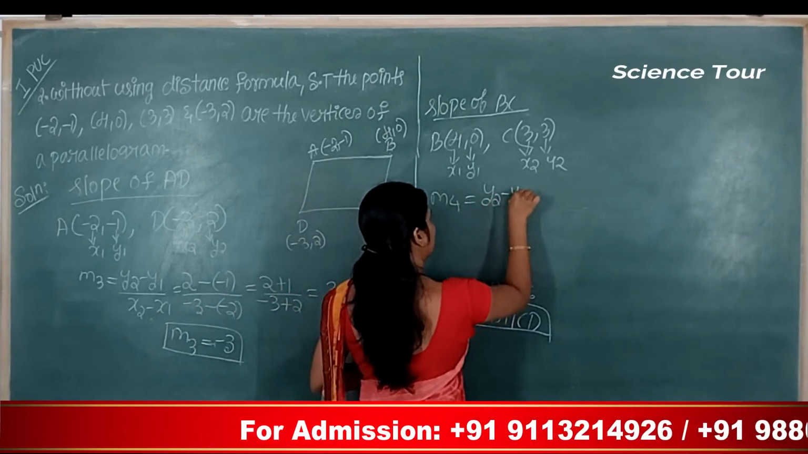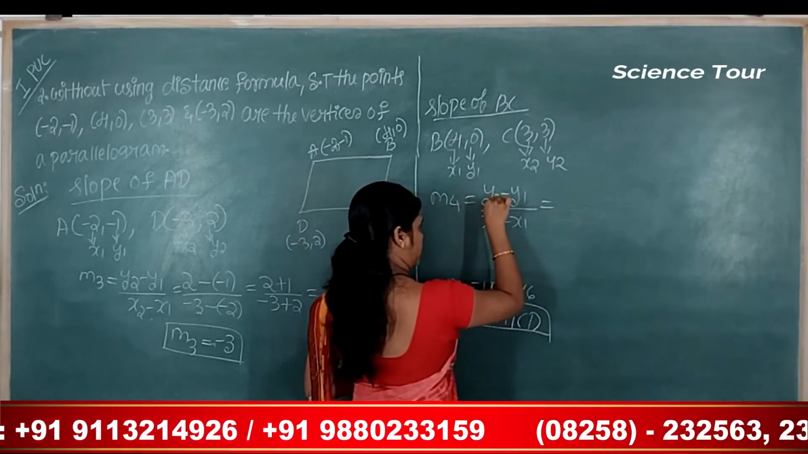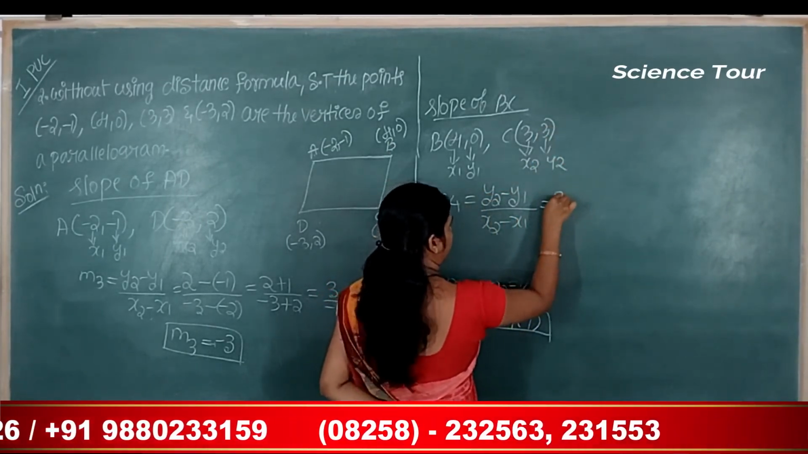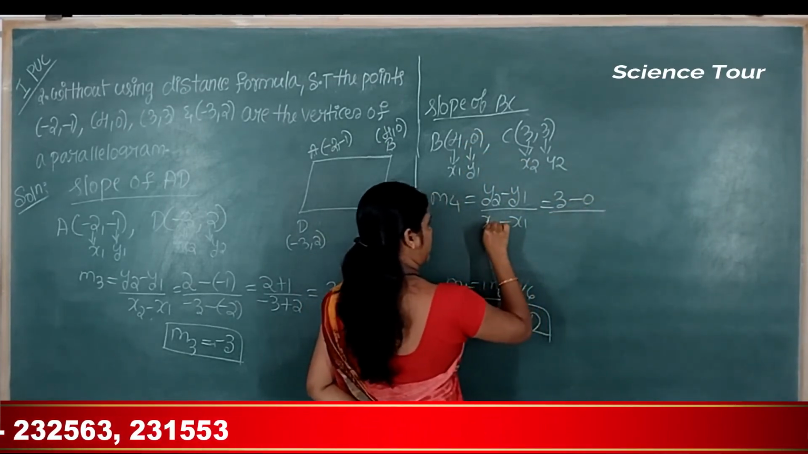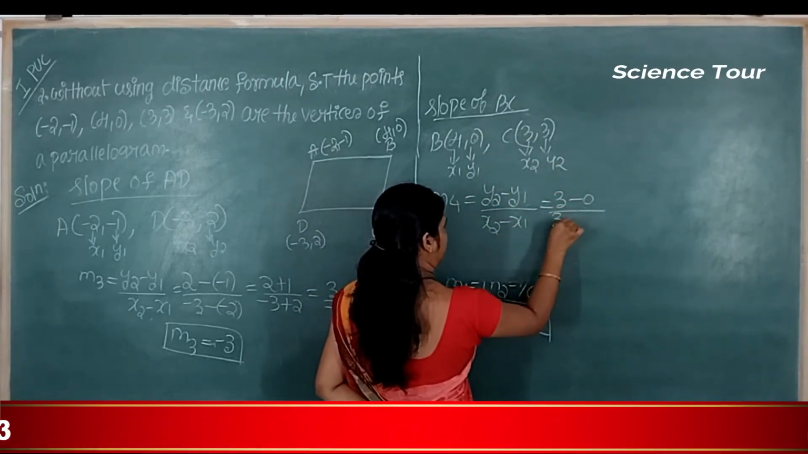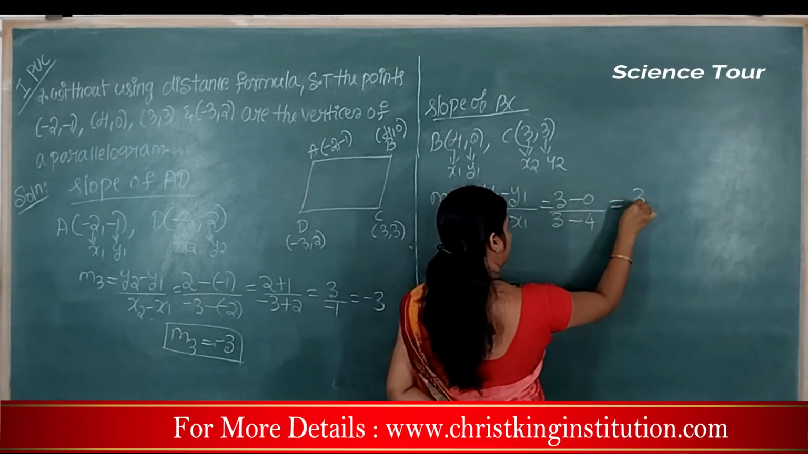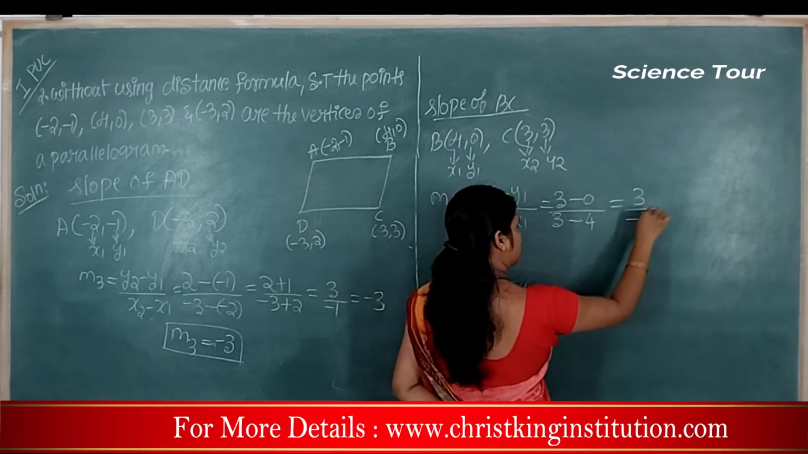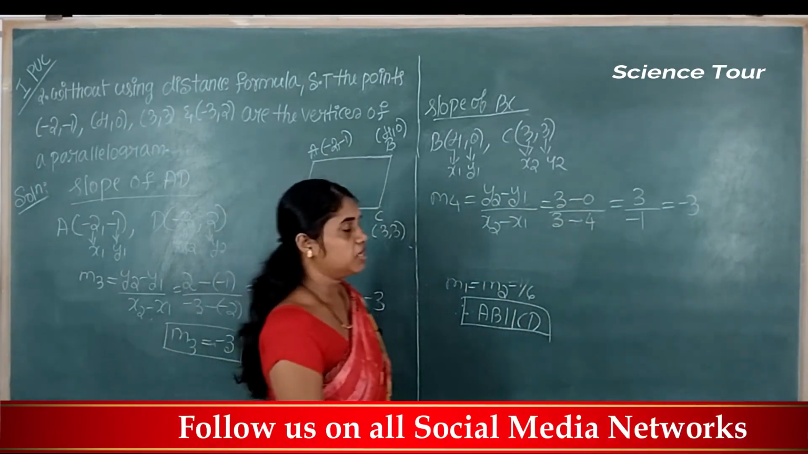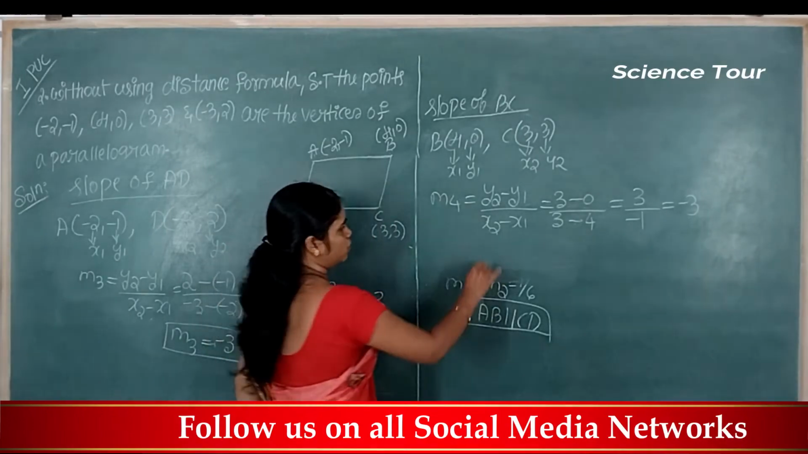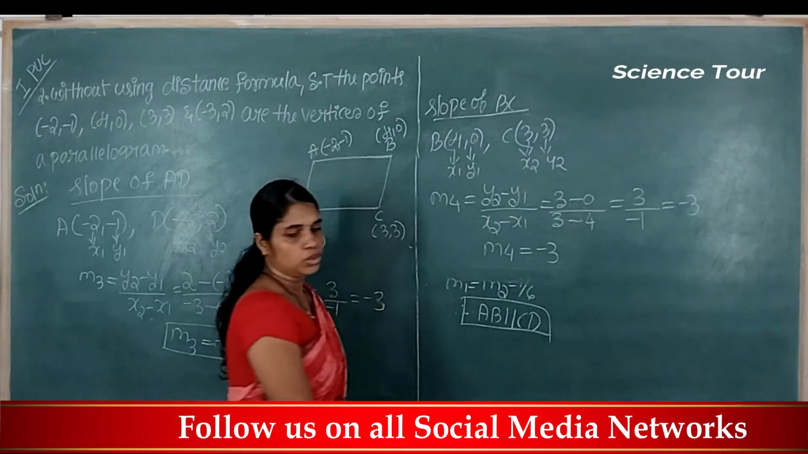If suppose m4 be the slope of BC, what is the formula? Formula same, y2 minus y1 by x2 minus x1. What is the value of y2? Minus y1 value how much? 0. x2 is equal to 3, x1 is equal to 4. 3 minus 0, 3 minus 4 is minus 1, so therefore 3 by minus 1 is nothing but minus 3. So therefore what is the value of m4? m4 is equal to minus 3.